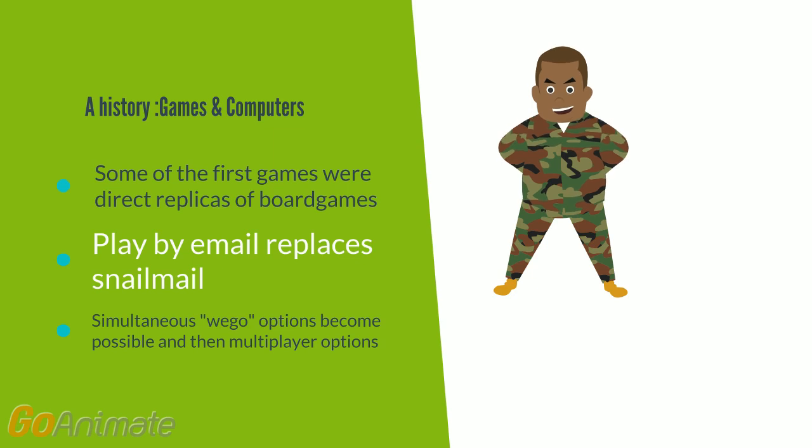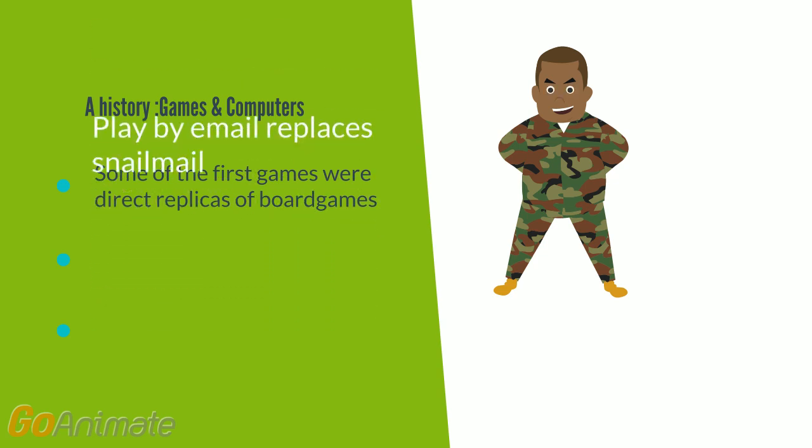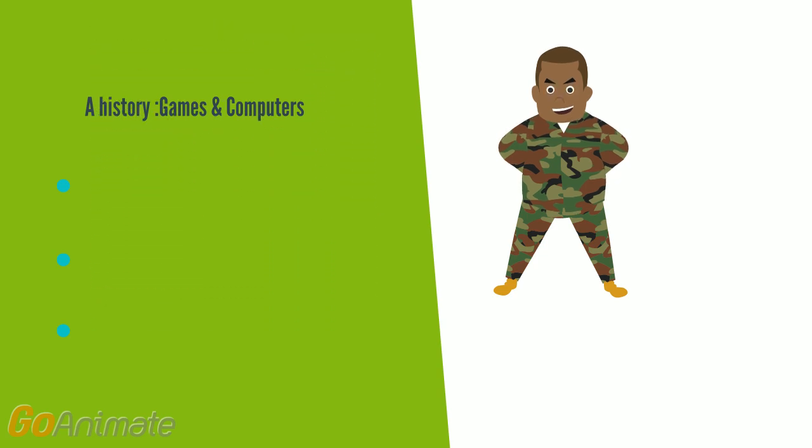Many of the first computer wargames were direct replicas of the games that preceded them. And the advent of email replaced snail mail. Email sped wargames up. Networking and the internet allowed multiplayer and simultaneous play. Simultaneous play is known as WeGo.